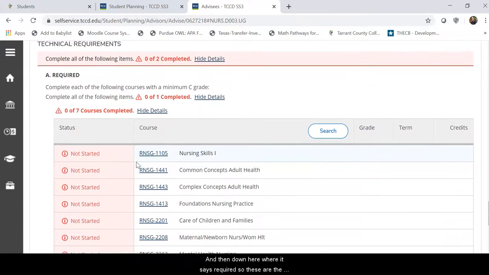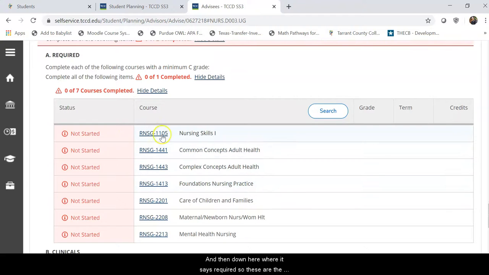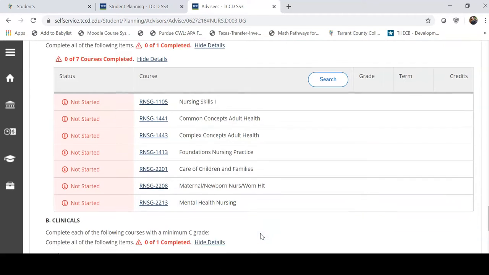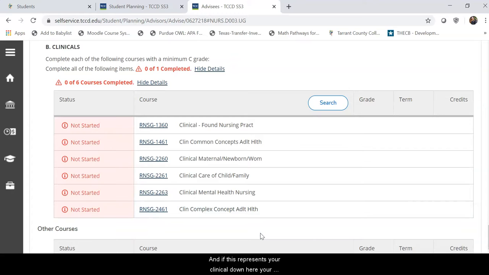And then down here where it says required, these are the courses that you would take once you get accepted into the program. At my level, I cannot register you for those courses. Those particular classes have to be approved once you get accepted into your program. So if you're getting into nursing, you have to wait for the downtown campus to actually approve you to get in there. Once they do that, you're good to go. And then this represents your clinicals down here, your hands-on experience, and that will get you out of here.